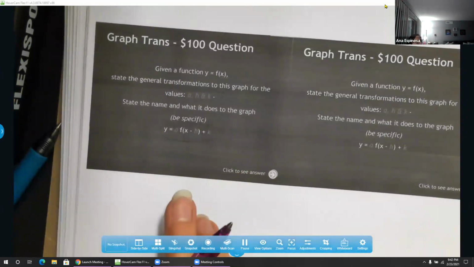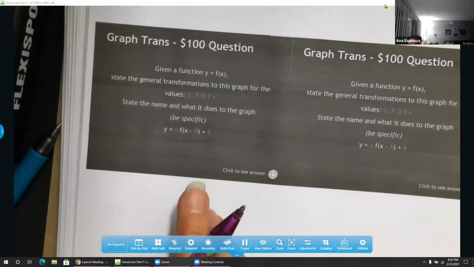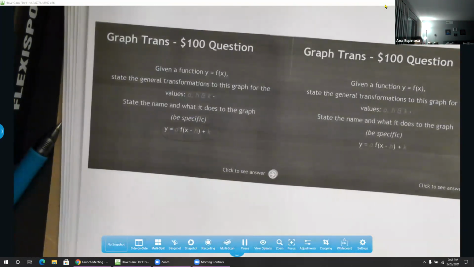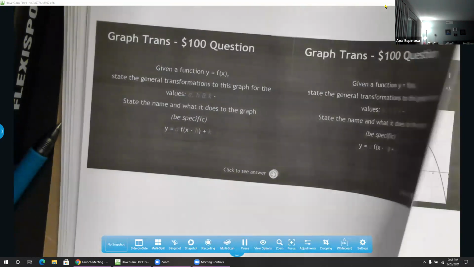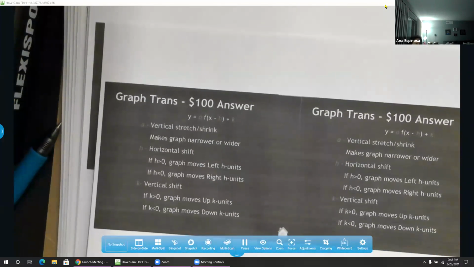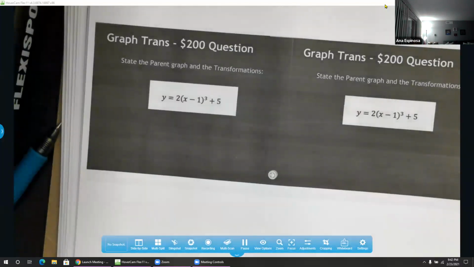Check out the Jeopardy that I sent out. It basically states how the A, the H, and the K make a graph move. These are just general. Again, this is very dark, even though I put black and white. And then the answers are here in the back, okay? Let that be a guide.